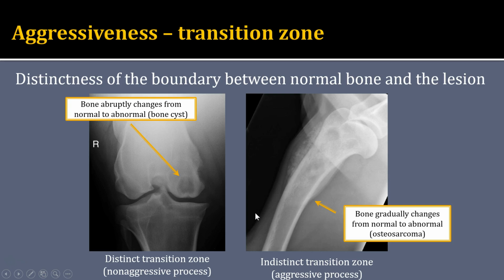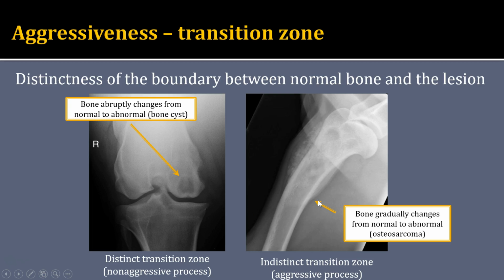Then I said that we could consider the transition zone. The transition zone is the distinctness of the boundary between our normal bone and the lesion. In this example of this horse, this was an area of geographic lysis that has a very distinct boundary between normal and abnormal. So this is a distinct transition zone, sometimes referred to as a short zone of transition. And this typically is a non-aggressive process, in this case, a bone cyst.